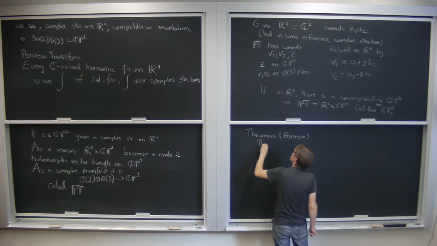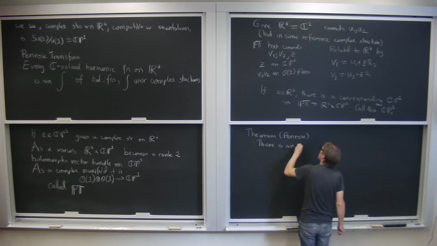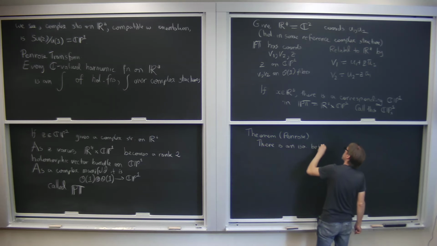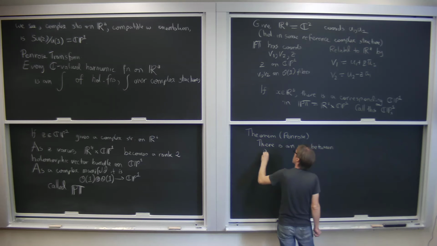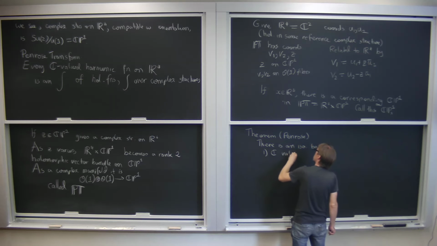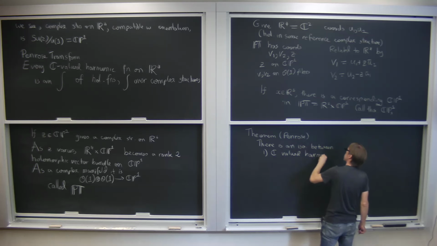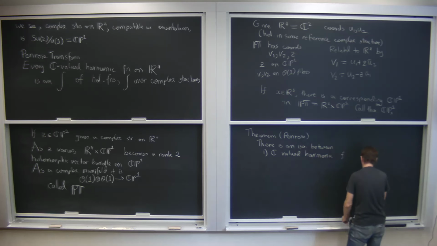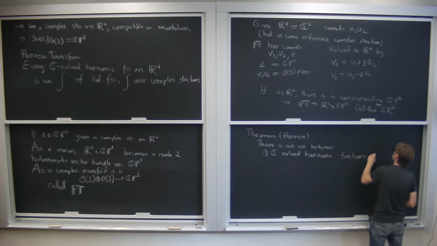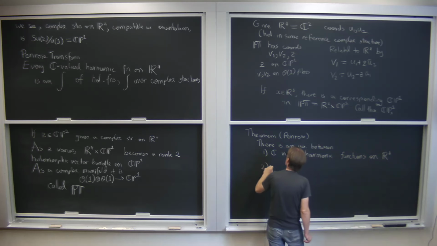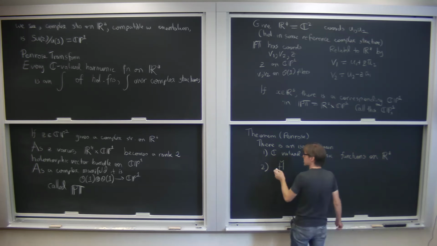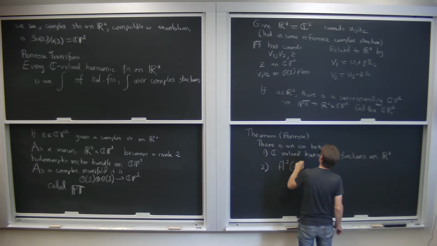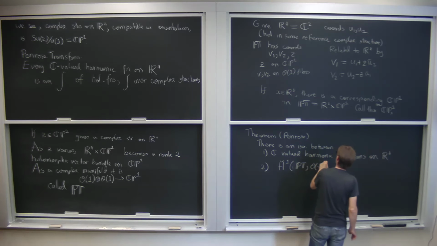So there is an isomorphism between one, complex valued harmonic functions, and secondly, the Čech or Dolbeault cohomology group, or twistor space, O(-2), values in O(-2).